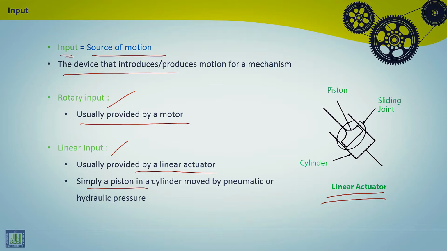So it is simply a piston in a cylinder moved by pneumatic or hydraulic pressure. Here we have the piston. This is the piston. Here the cylinder. Okay, so here it can be a pneumatic or hydraulic pressure cylinder to provide linear motion.